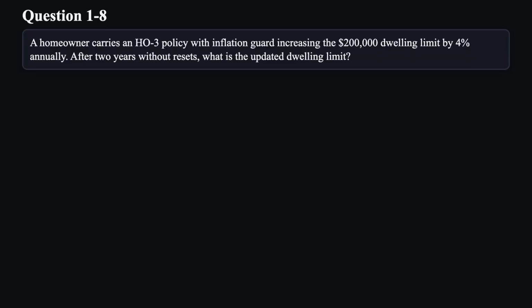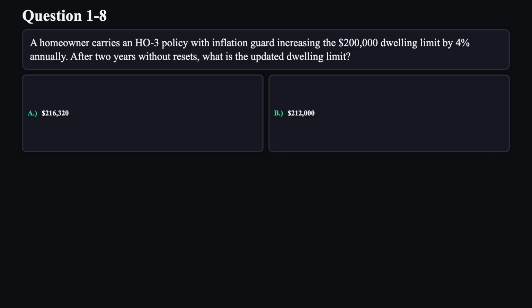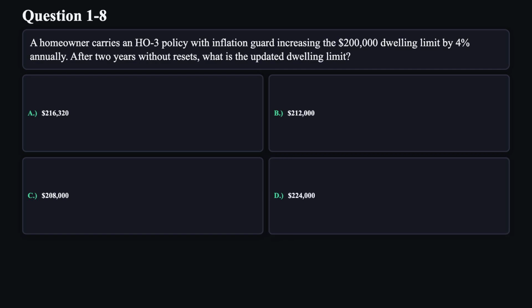Question 8. A homeowner carries an HO3 policy with inflation guard, increasing the $200,000 dwelling limit by 4% annually. After 2 years without resets, what is the updated dwelling limit? A. $216,320. B. $212,000. C. $208,000. D. $224,000.